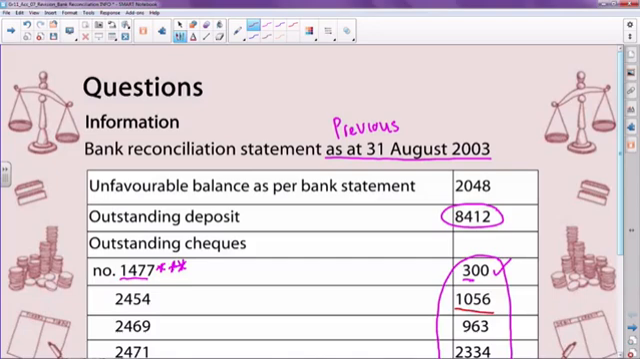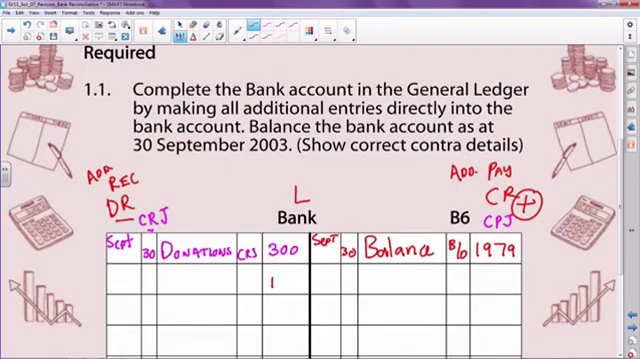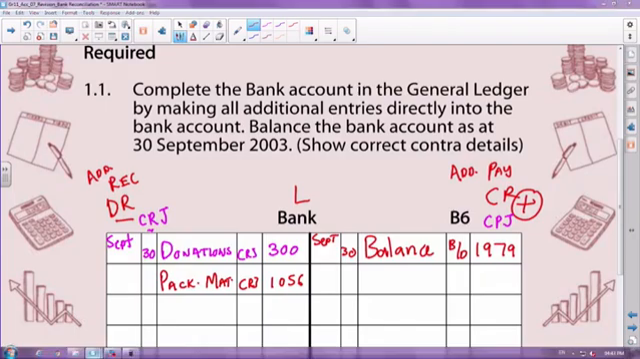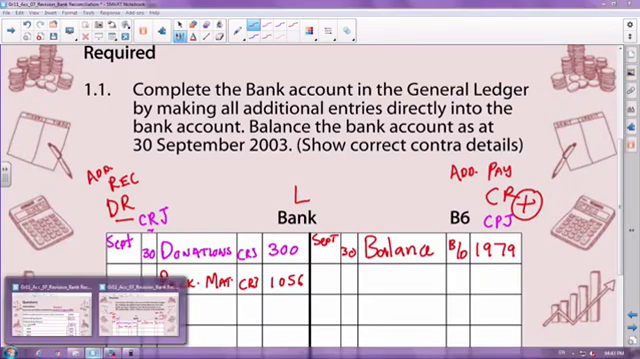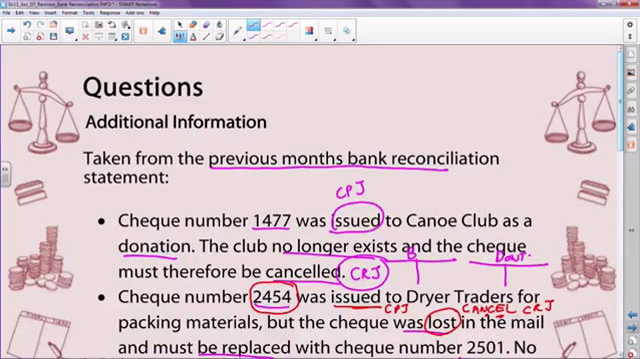So let's do that. 1,056. Right, again, it would have been recorded in the CRJ, and the contra account, it was issued for packing material. Okay, you guys can obviously write that in full. Right, so I've done the first part. I've cancelled the check. Now let's look at the second part. The second part of the question wants me to issue a new check.